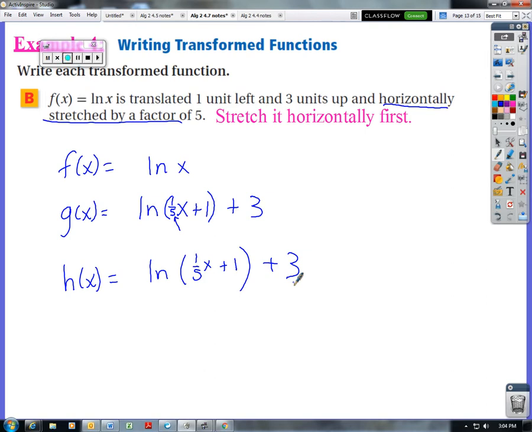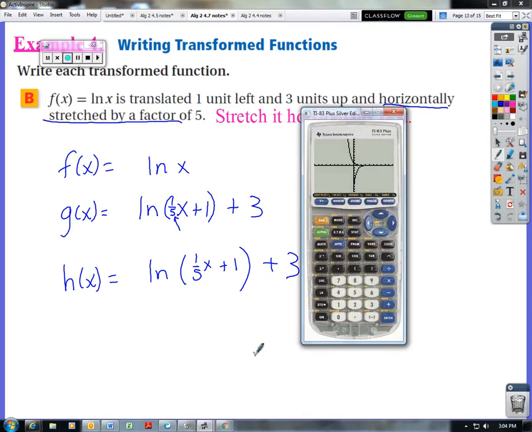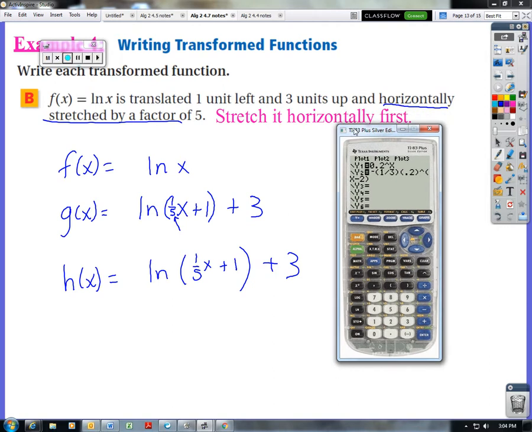And this one, because it's tricky, I would definitely check on the calculator. So we'll do natural log of x, and then natural log, and you have to be careful when you type it in. So the 1/5 x, you should type that in as 1 divided by 5, close the parenthesis, then do the x, plus 1, and then you have to close that parenthesis, and then plus 3.